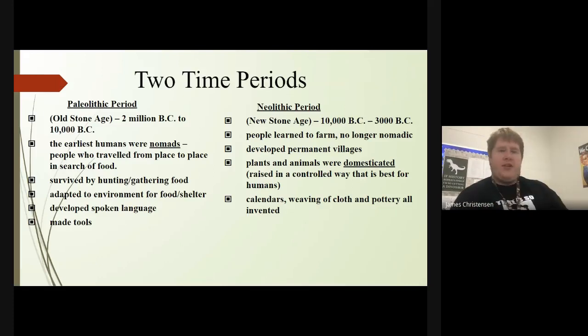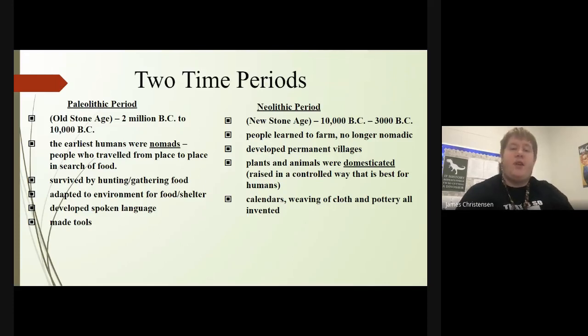This is when the earliest humans were out and about, and they were nomadic, meaning they didn't stay in one place. They traveled from place to place in search of food, and they survived by hunting and gathering. They weren't farmers or anything. They just happened to go out and find what they could find. They adapted to the environment for their food and shelter, and they developed a spoken language and made tools.